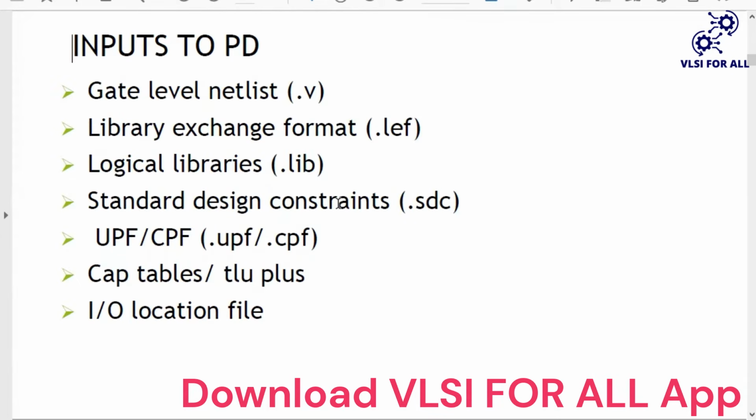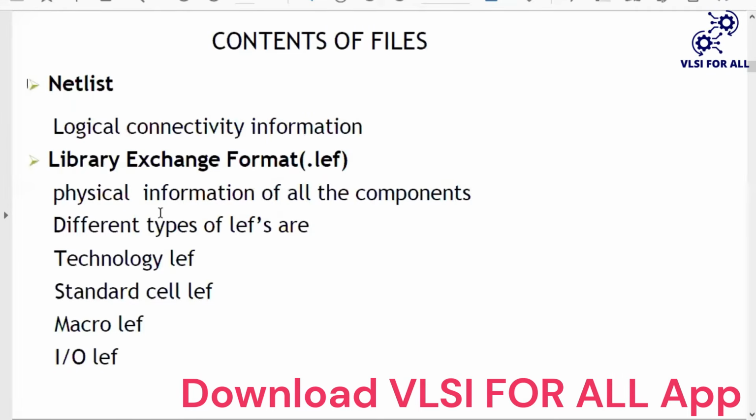The last one is for every stage: what are the input and output locations of your design files? We are using all the files, but which locations we are using and which location we get the output of the files. We are going to see in the next slides how it works in every file, the gate level netlist, logical library, SDC, UPF.